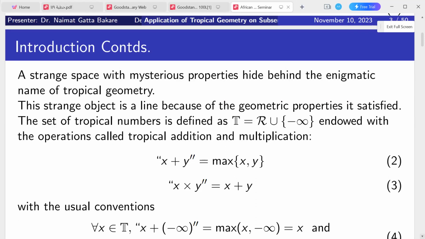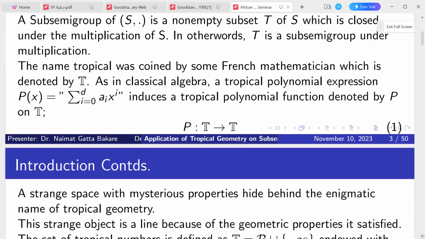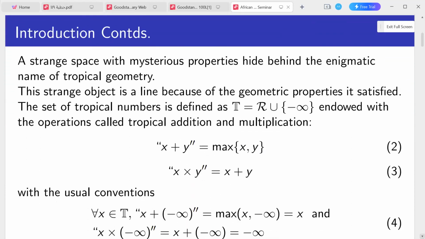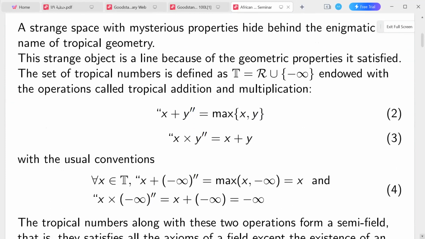Well, if you define it on multiplication, that is my equation 3. That one is saying that when you want to multiply two functions under tropical rules, the multiplication of two functions x and y will give us x plus y. So those are the two operations we are using under the tropicals, the addition and the multiplication.